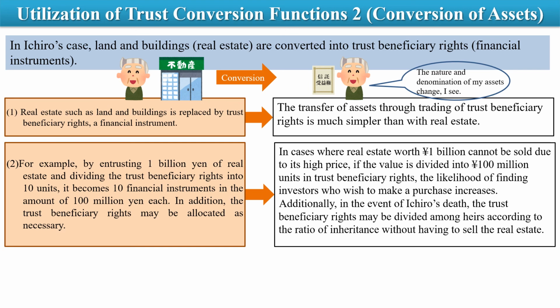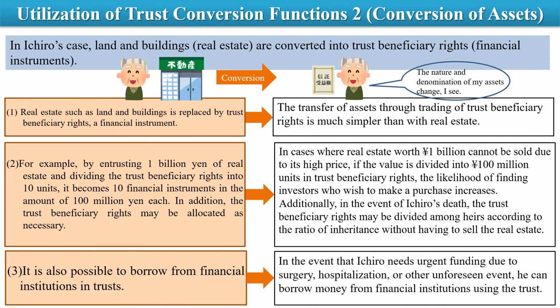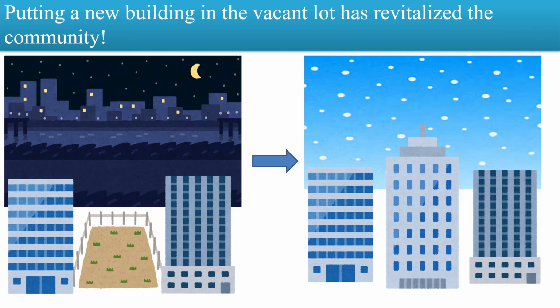Third, it is also possible to borrow from financial institutions in trusts. In the event that Ichiro needs urgent funding due to surgery, hospitalization, or other unforeseen event, he can borrow money from financial institutions using the trust. By implementing this land trust, Ichiro is able to receive dividends on a regular basis, enabling him to live out his remaining years in wealth.